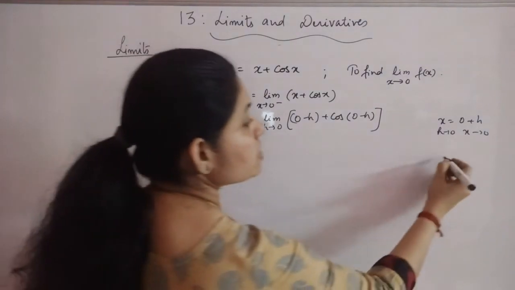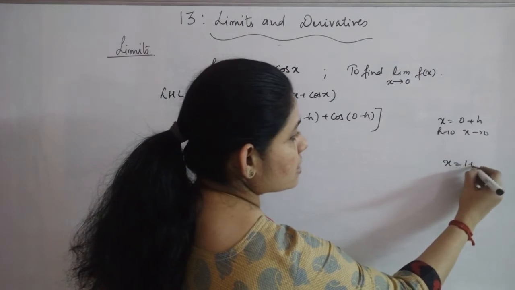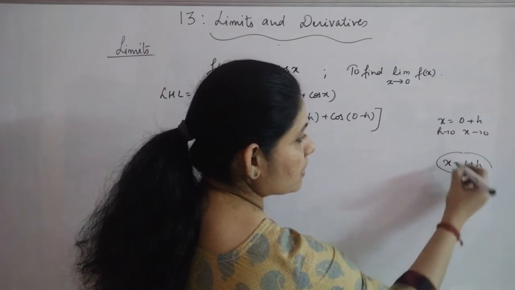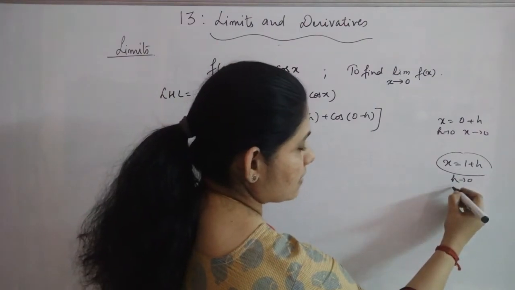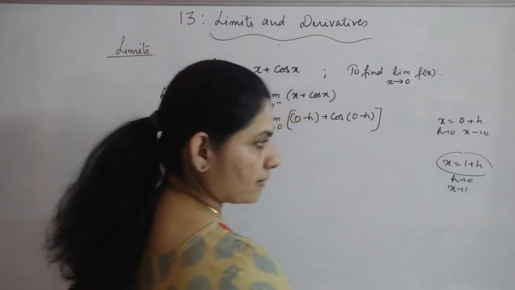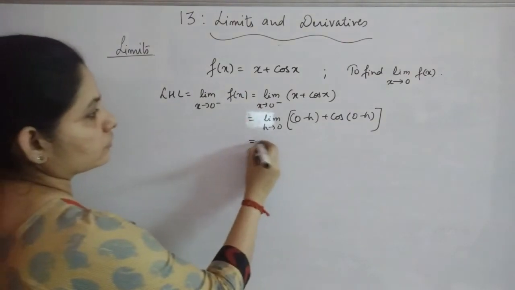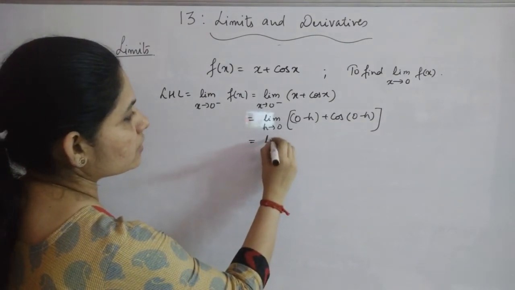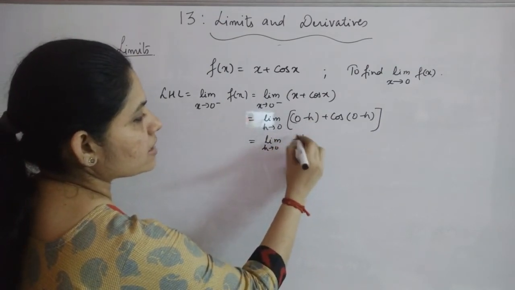Okay. Now if suppose you were having the limit to be limit x tends to 1, so you will write x is 1 plus h. The meaning of x is 1 plus h is when h tends to 0, that is same as x is tending to 1. So that is the concept used here. Okay. So this will now give you what? Limit h tends to 0. This will give you minus h.